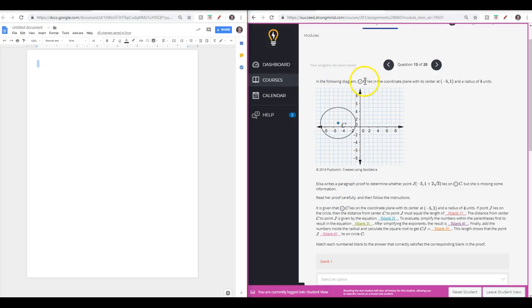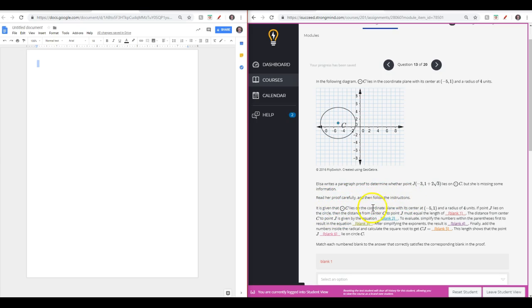Alright, in the following diagram, circle C lies in the coordinate plane with its center at -5, 1 and a radius of 4 units. Elisa writes a paragraph proof to determine whether the point J, -3, 1 plus 2 square roots of 3, lies on circle C, but she is missing some information. Read her proof carefully and then follow the instructions.